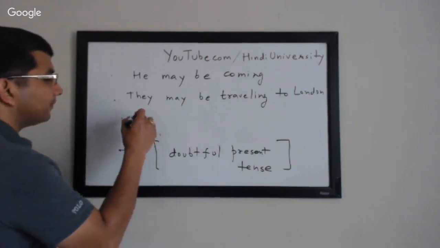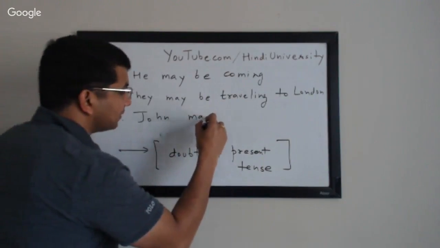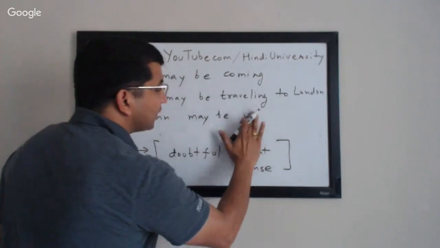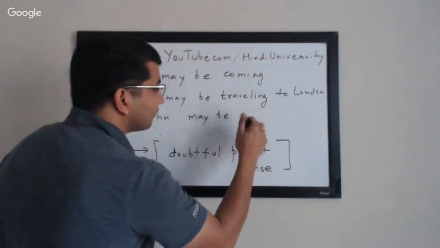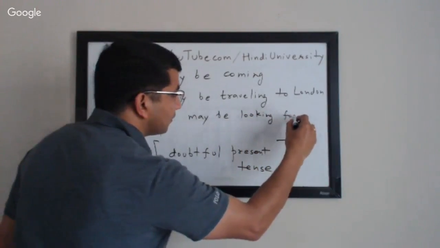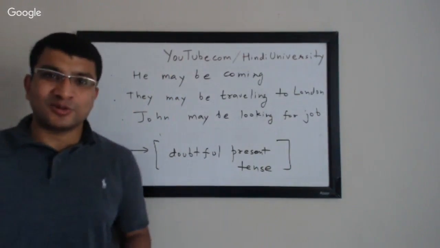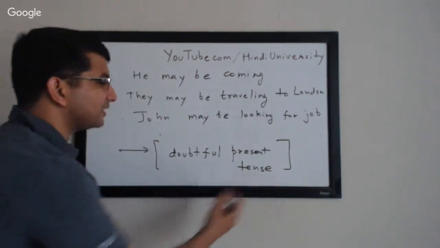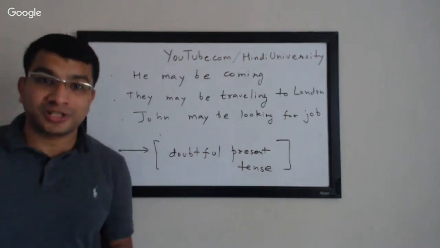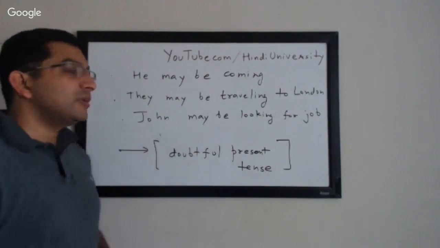Okay, let's see the third one. John may be working. Or let's say, John may be looking for a job. So this is also a doubtful present. It's in the present tense, that's why the notion goes present tense. Now, you are not sure, you're doubtful about it. Maybe his job search is completed. Maybe he's already found a job. That's why you are saying it like John may be looking for a job.